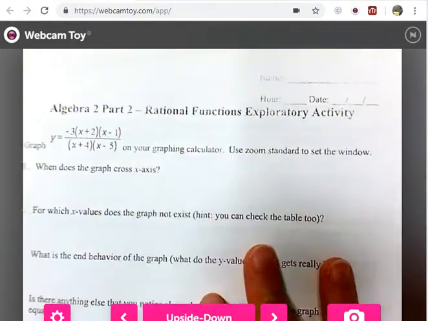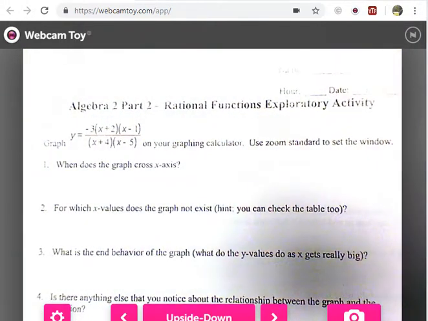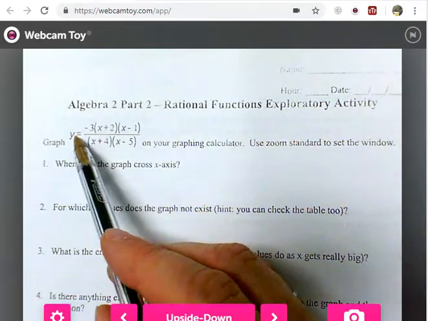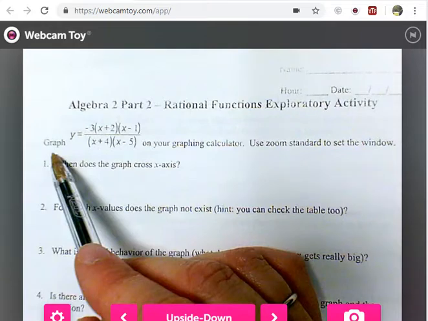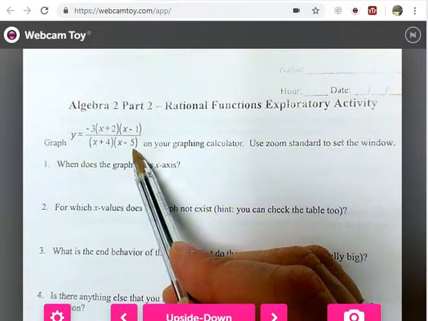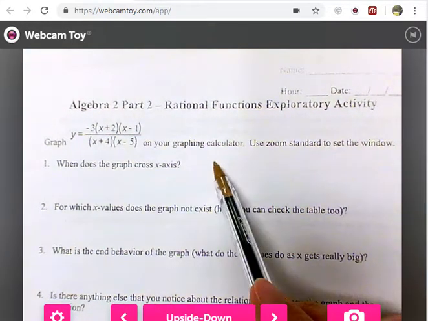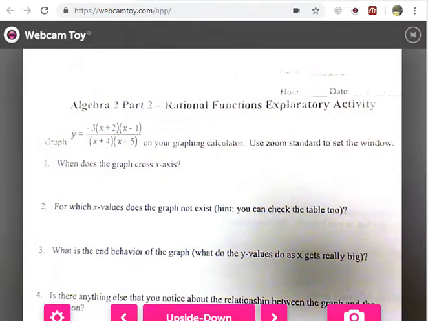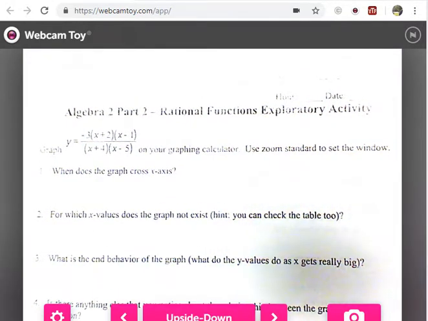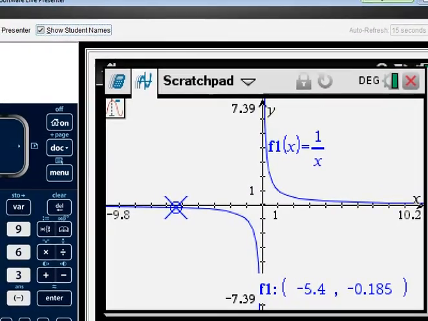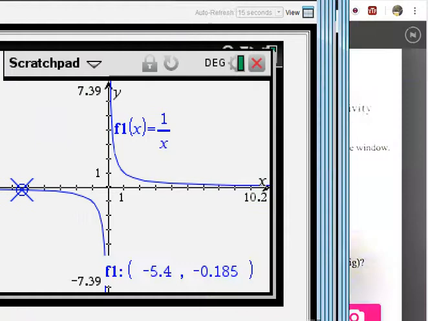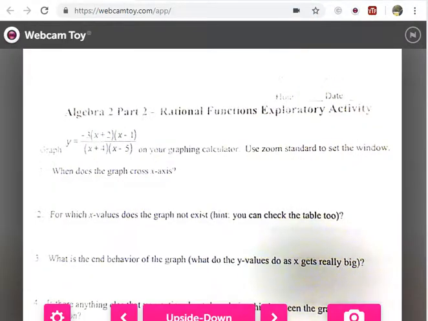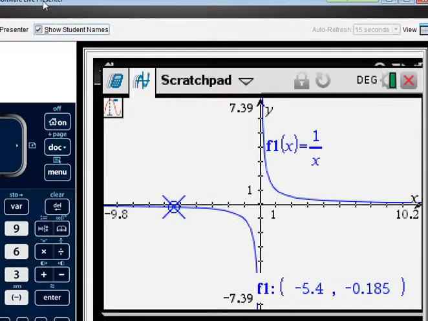Okay. So we're looking right here. We've got this crazy function, y equals negative 3 times x plus 2 times x minus 1 all over x plus 4 times x minus 5. We're going to put this in our graphing calculator. Your graphing calculator, if you're following along with me, still kind of looks like this. Let me shorten this small.